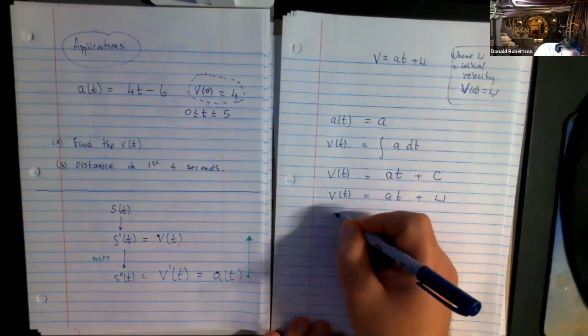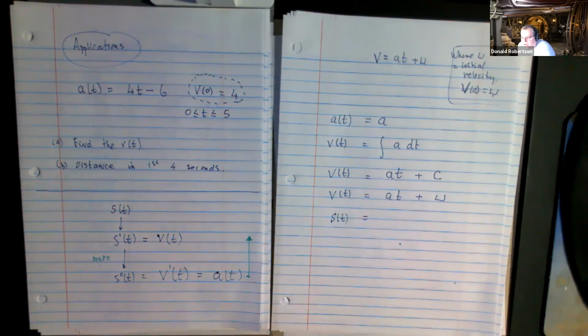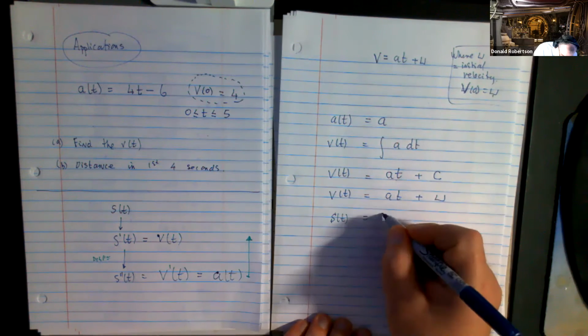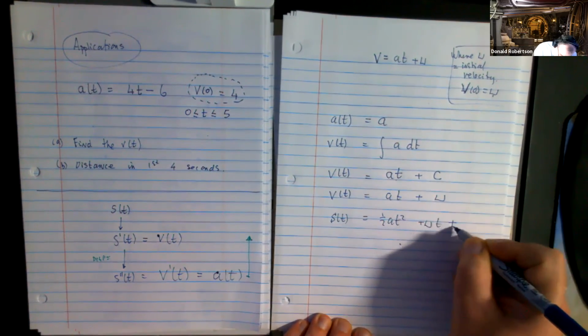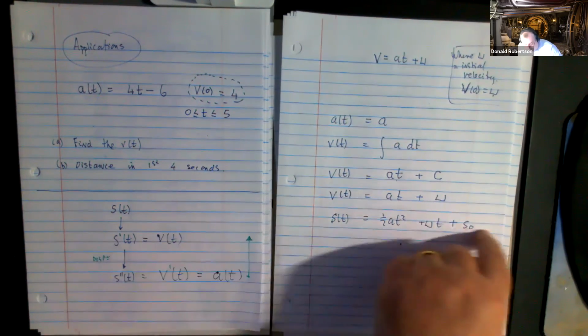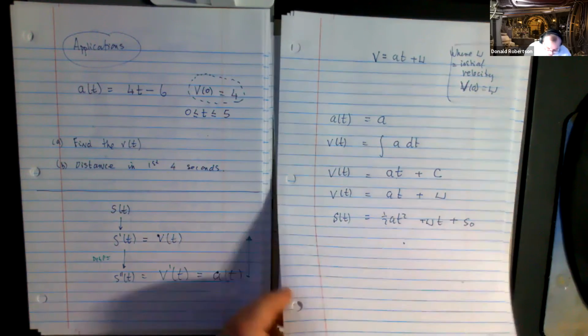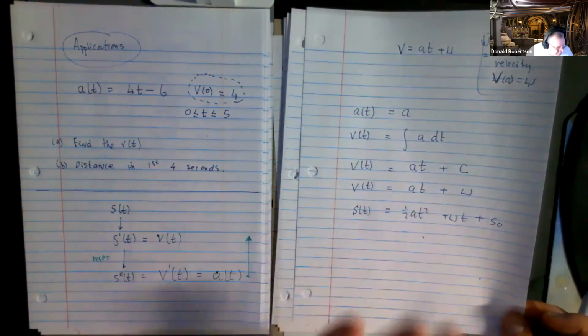Does anybody know what the distance traveled formula is for a moving object? It's a half at squared plus ut plus s naught. Trust me, if you integrate that, you'll get that. As I said, don't worry too much about that. I'm not going to ask you that as a test question. But I just want to show you that this stuff is good stuff.